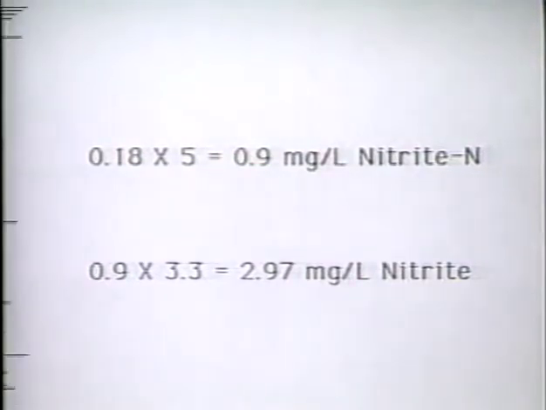If diluted, the value on the color wheel then must be multiplied by 5 to correct for the dilution. For example, if the disc reads 0.18, then 0.18 times 5 equals 0.9 milligrams per liter nitrite nitrogen. Again, to convert this to nitrite, multiply by 3.3, so 0.9 times 3.3 equals 2.97 milligrams per liter nitrite.